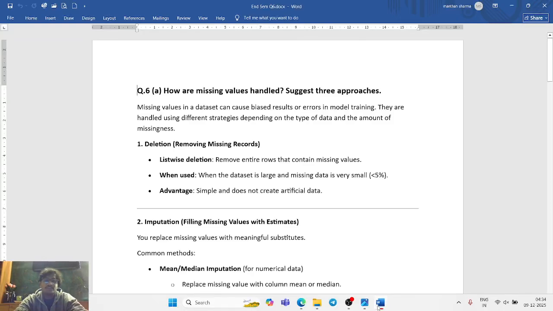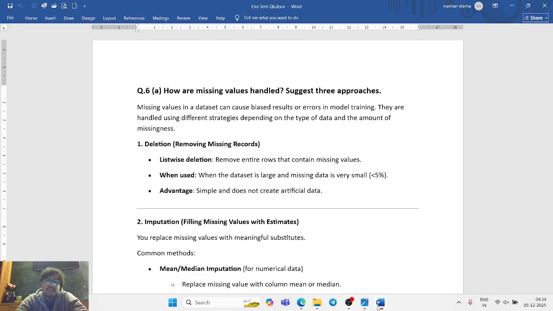Now moving on to question number 6. Here we are going to see how missing values are handled and suggest three approaches. Missing values are one of the most common problems in real world datasets. They can cause biased results, errors in model training, or even prevent models from running. So let's look at three major approaches to handle missing values.